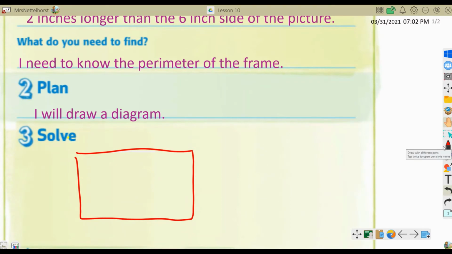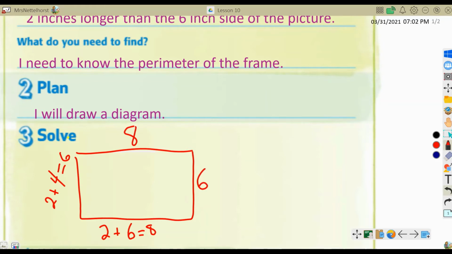So I'm going to call this 2 plus 4 and 2 plus 6. So it's 2 inches longer than 6 and 2 inches longer than 4. So 2 plus 4 is 6 and 2 plus 6 is 8. So I'm going to put these numbers on the other side because opposite sides of a rectangle are equal. Then I'm going to write my number sentence, 8 plus 6 plus 8 plus 6.